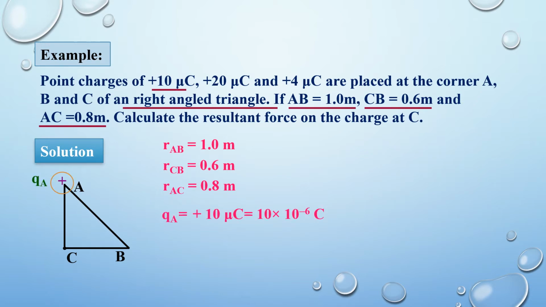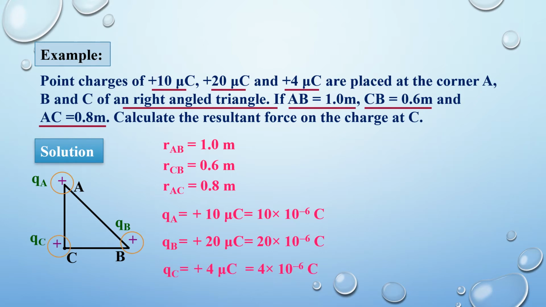The charge at corner A is 10 microcoulomb. The charge at corner B is 20 microcoulomb and charge at corner C is 4 microcoulomb. I'm writing these values of microcoulomb getting converted into 10 to the power of minus 6 coulomb.